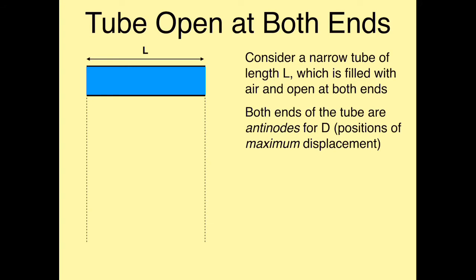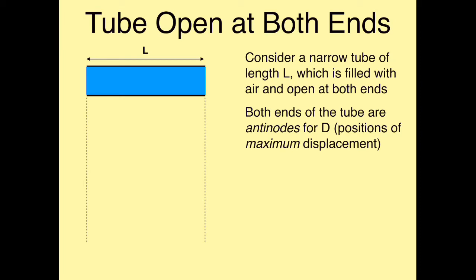So the next thing I want to talk about is if we have a tube that's open at both ends, what kind of standing waves are going to be produced in this sort of tube? Consider a narrow tube with a length of L. It's filled with air, and it's open at both ends. The first thing we should be thinking is, because the tube is open at both ends, there are going to be antinodes for displacement. In other words, these are positions where displacement is at a maximum because the air is free to move. There's no wall at either of those 2 points.